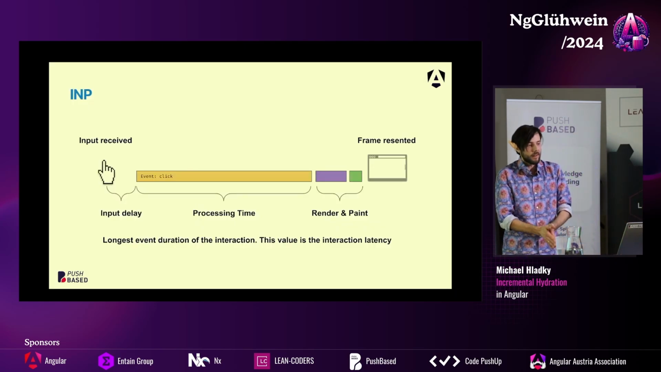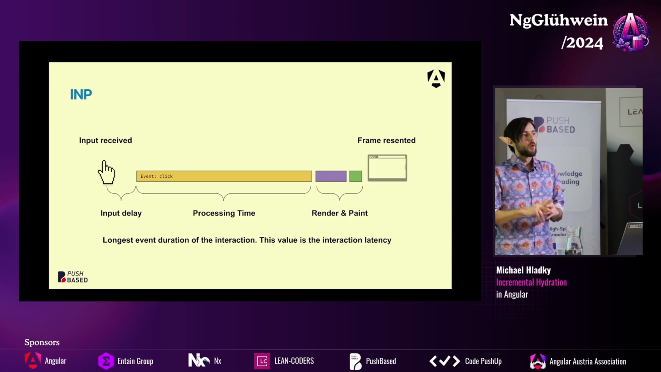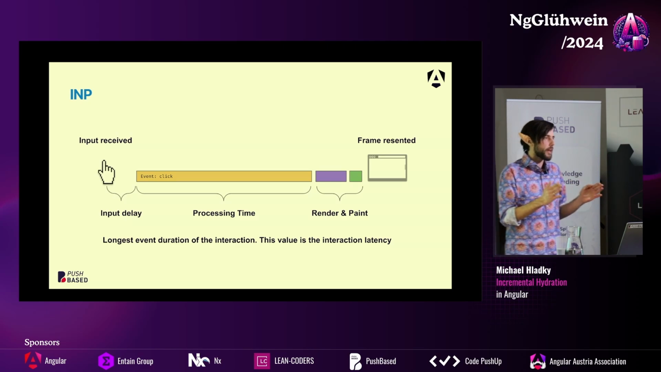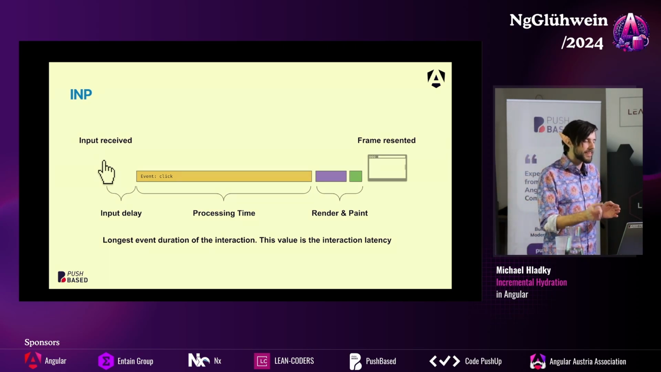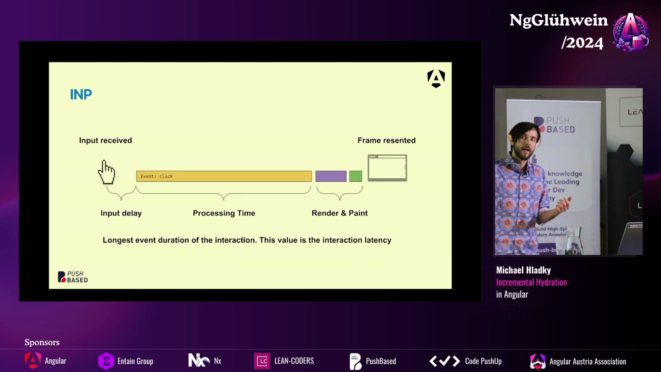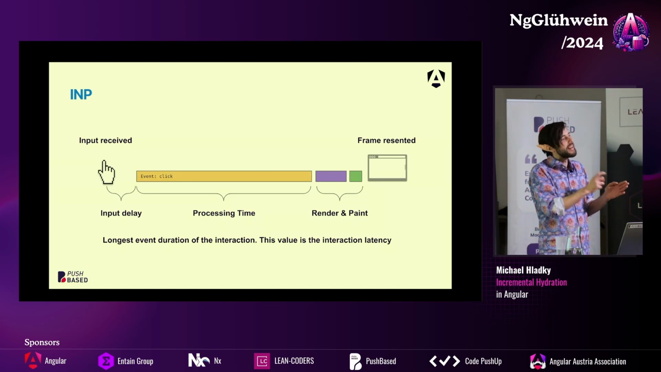How does interaction to next paint work? We start from the moment where the user clicks any part of your interface. This moment in time could be when your browser is still processing previous work, right? The browser is still busy and you click somewhere, so your input could have a little bit of a delay until the browser is ready.